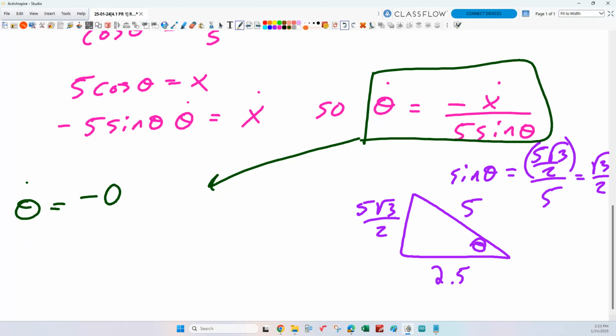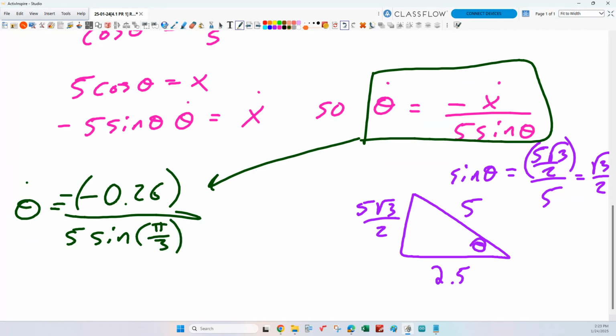Negative. Well, no, negative, wasn't it? Yeah, negative 0.26, and we'll just use our rounded number, divided by 5 sine of pi thirds, and we know what that is. That's just sine of theta, which is square root of 3 over 2, right? So what do we get here then? 0.26 divided by 5 radical 3 over 2. And we'll just turn that into a decimal.